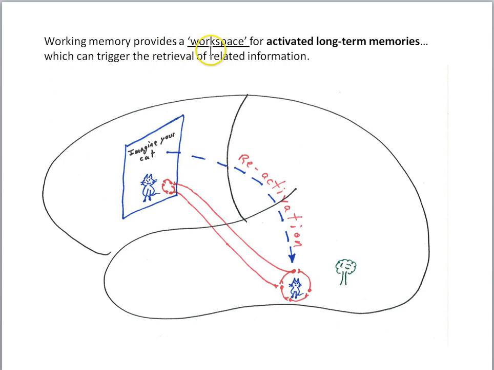So working memory provides a workspace for activated long-term memories, which can trigger the retrieval of related information. If I was just imagining my cat, I might also start to think about other things associated with my cat. And we'll see in another lesson that this is one of the main functions of the working memory system, as a system that helps search for relevant, related information to help guide behavior. So if I'm currently imagining my cat, I'm likely to have other cat thoughts that are related to my cat.